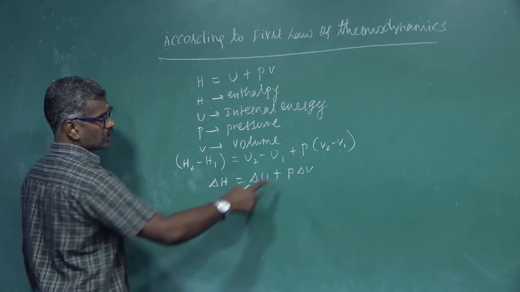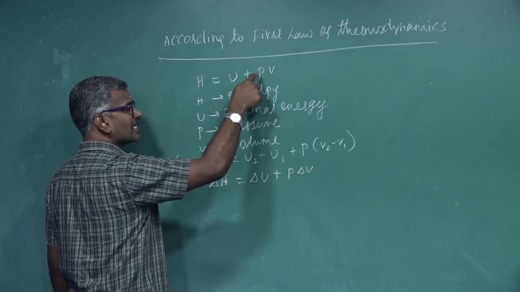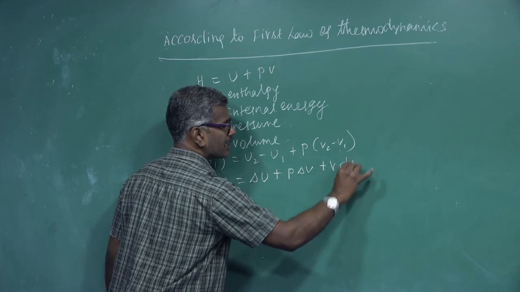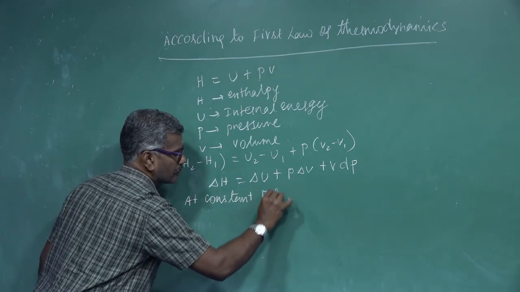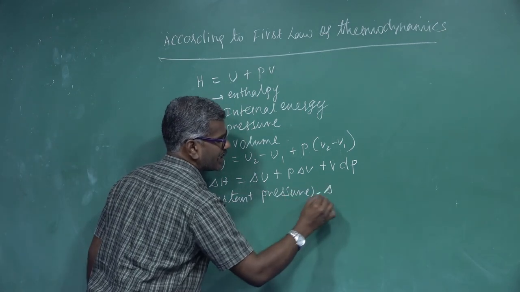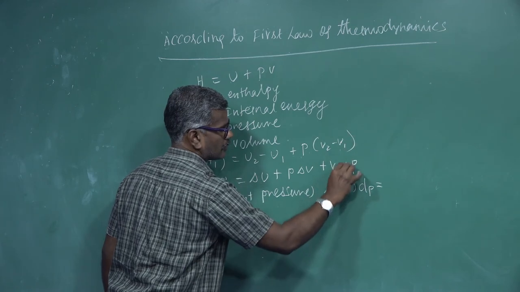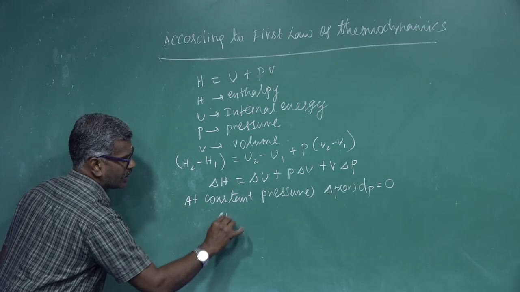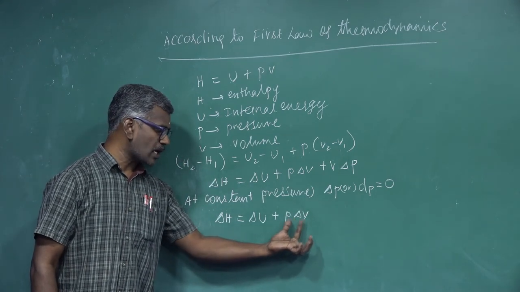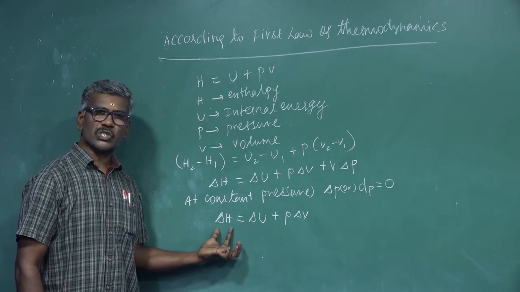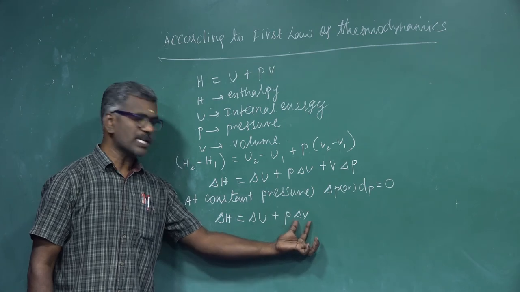At a different condition, there is another equation, where we differentiate in terms of V, and another, we differentiate in terms of P, that is V delta P. At a constant pressure, delta P is 0, so the equation becomes delta H equal to delta U plus P delta V. If we know the values of change in volume and pressure and delta U, we can find out delta H. Delta H is nothing but change in enthalpy, delta U is nothing but change in internal energy, and here pressure and volume change.